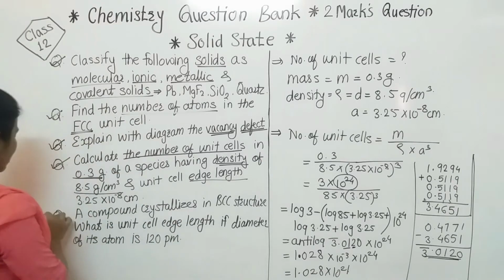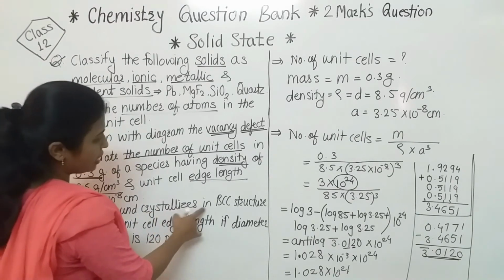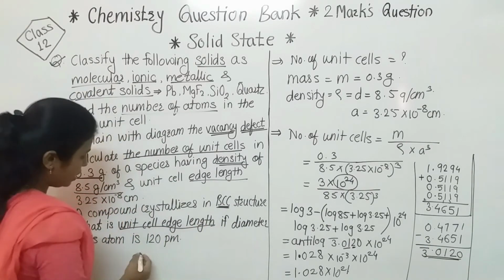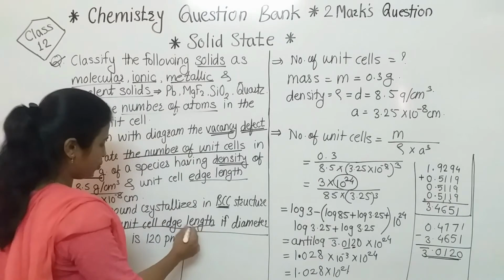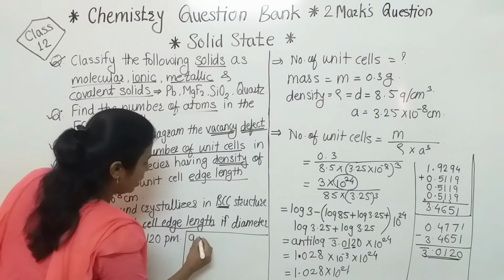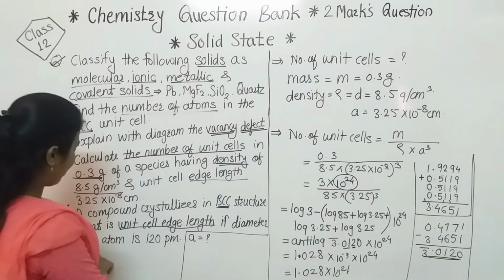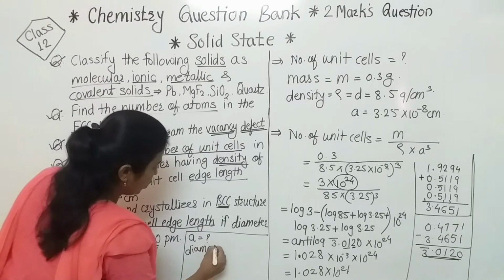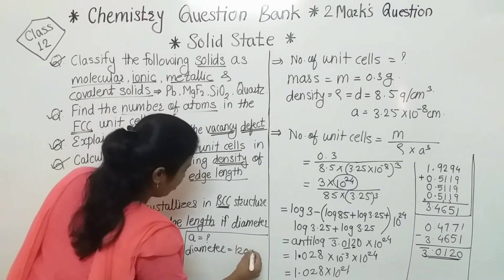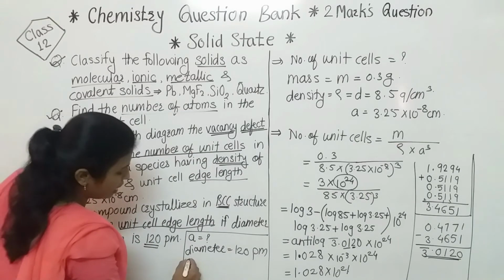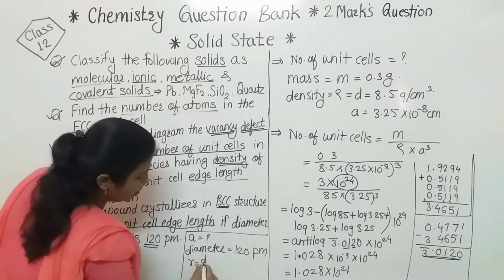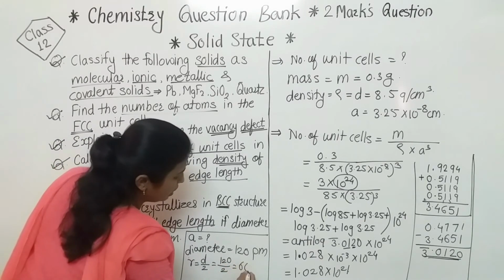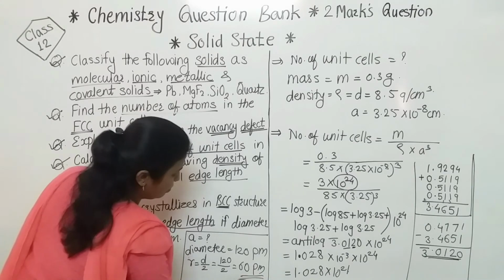Now we'll discuss the last numerical in which a compound crystallizes in BCC structure. What is the unit cell edge length? यहाँ पे हमें क्या फाइंड आउट करना है वो मैं यहाँ पे लिख देती हूँ, ठीक है. तो what is the edge length? A हमें फाइंड आउट करना है. If diameter of its atom is 120, डायमीटर दिया है हमें वो क्या कितना है, तो 120 पिकोमीटर. तो इससे हम रेडियस तो निकाल सकते हैं, कैसे होगी, रेडियस इज इक्वल टू डायमीटर डिवाइडेड बाय 2 एंड दैट्स व्हाई 120 डिवाइडेड बाय 2 दैट इज नथिंग बट दी 60 पिकोमीटर, दैट मच विल बी दी रेडियस.